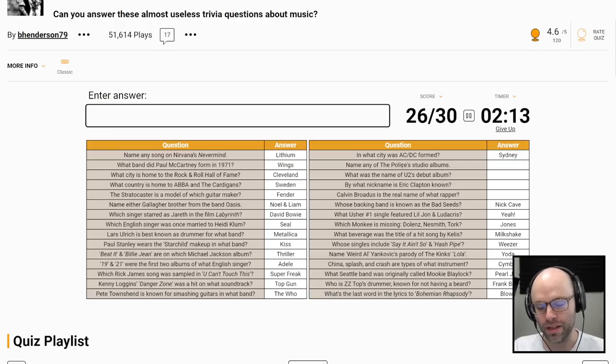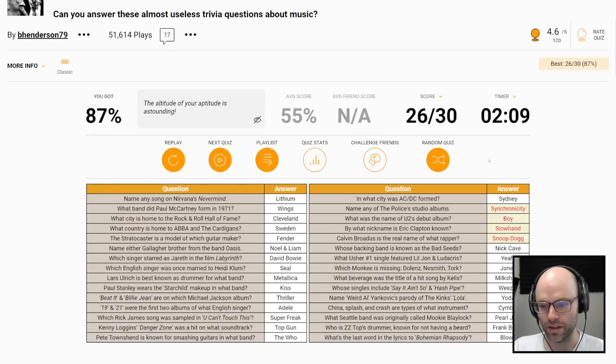I feel like I'm going to know a Police studio album. The rest, fair enough. Synchronicity. Scrantonicity. That's a gimme. Boy. Slow Hand, which is ironic because his hands actually move really fast when he plays. And Snoop Dogg. Calvin Broadus.